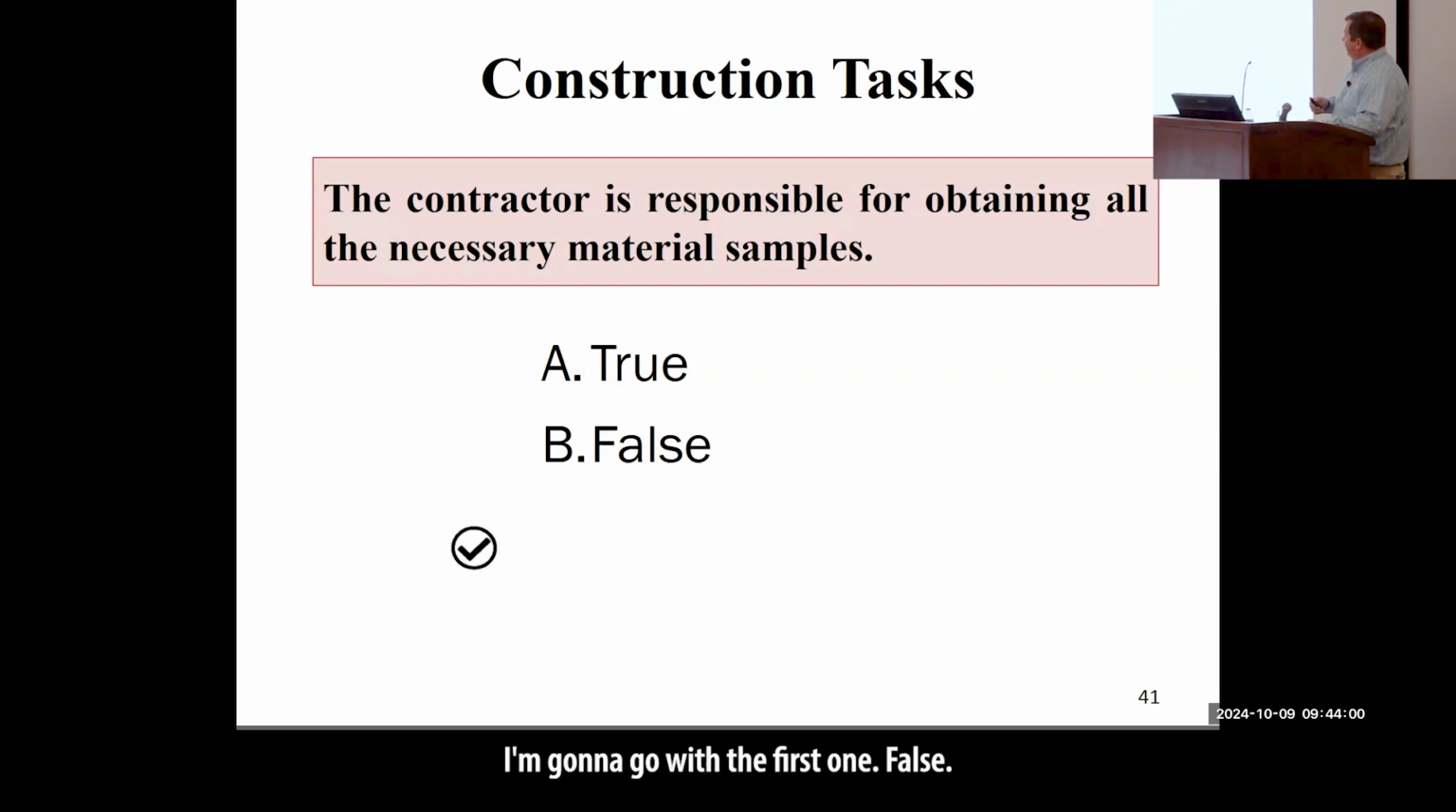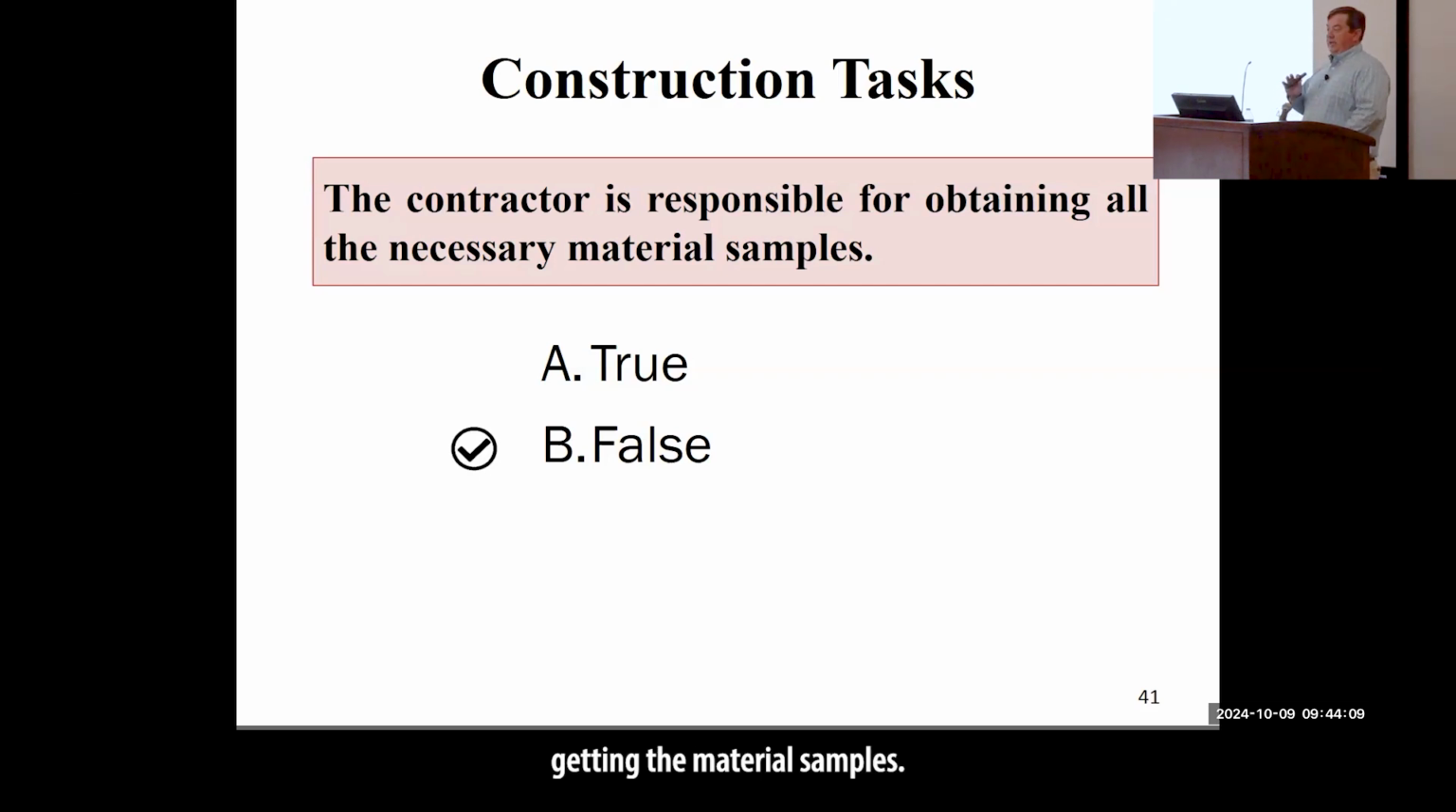All right, I'm going to go with the first one. Some people said false. All right, so false is correct. The contractor is not responsible for getting the material samples. That's on the inspector, that's on the project engineer to make sure you're getting the samples.